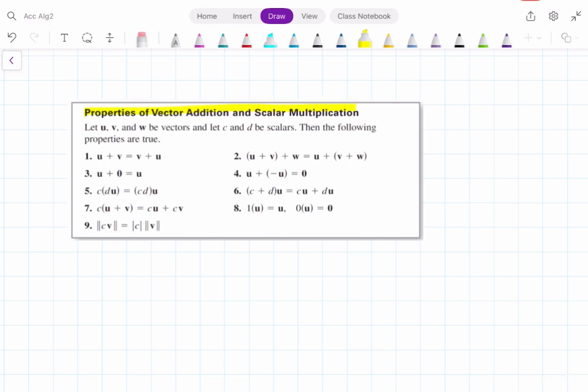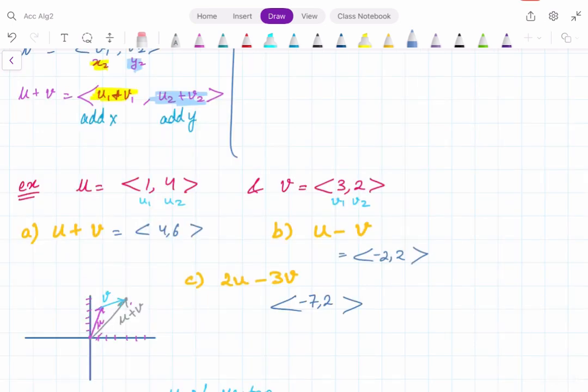So u plus v is nothing but v plus u. A zero added to any number will be the number itself. And the c in this case represents your scalar multiplication, because c is the constant. Let's take this example. We have vector u and vector v. In the first case, they are asking us to add them. So I will add the x components together and the y components together. So 3 plus 1 is 4, and then 2 plus 4 is 6. You got u plus v.